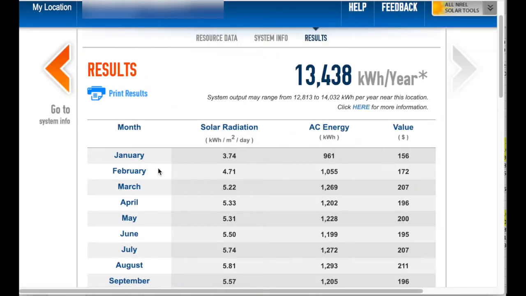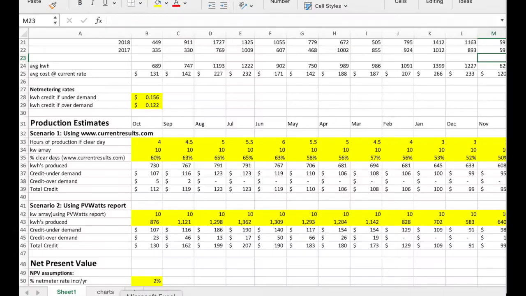And magically, it has calculated, based on each month of the year, the predicted solar radiation on your panels, but more importantly, the kilowatt hour production by month. So you can then take these numbers and put them into the spreadsheet, under this section here that I built for scenario 2 using PV Watts report.